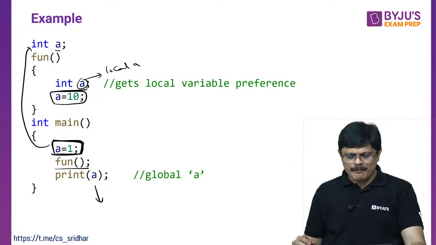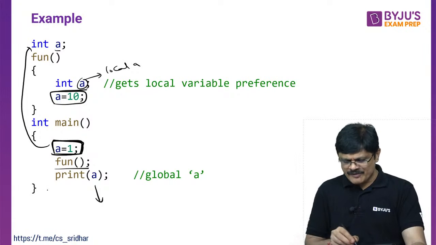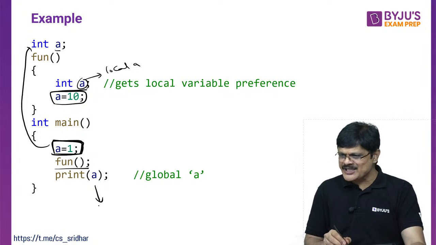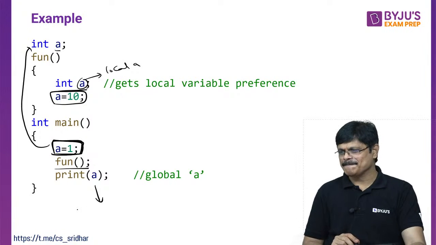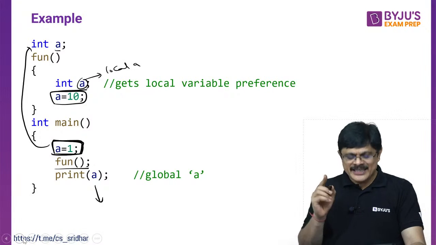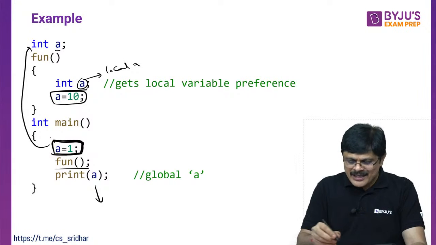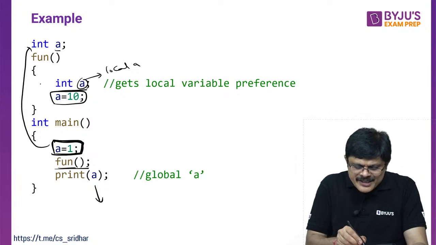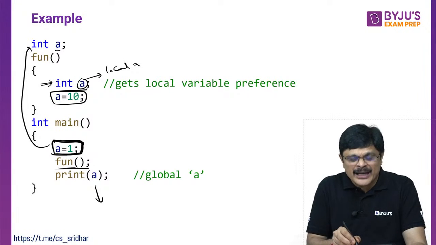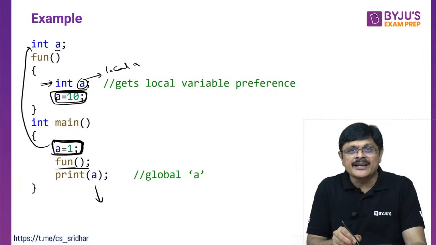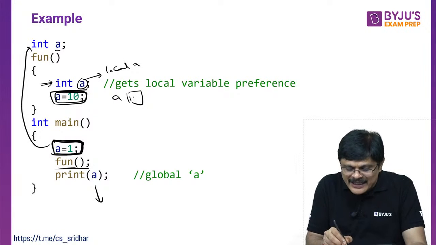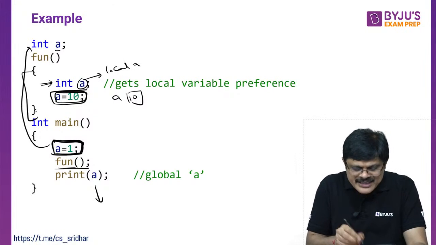Is A value 1 printed or 10 printed? What will be printed? Suppose I use the printf function, whether A is 1 printed or 10 is printed. See this carefully. A is 1, this is global 1. Now you call this particular function, so you entered here, this local A value is updated to 10. This A value 10 is gone once this function is gone.